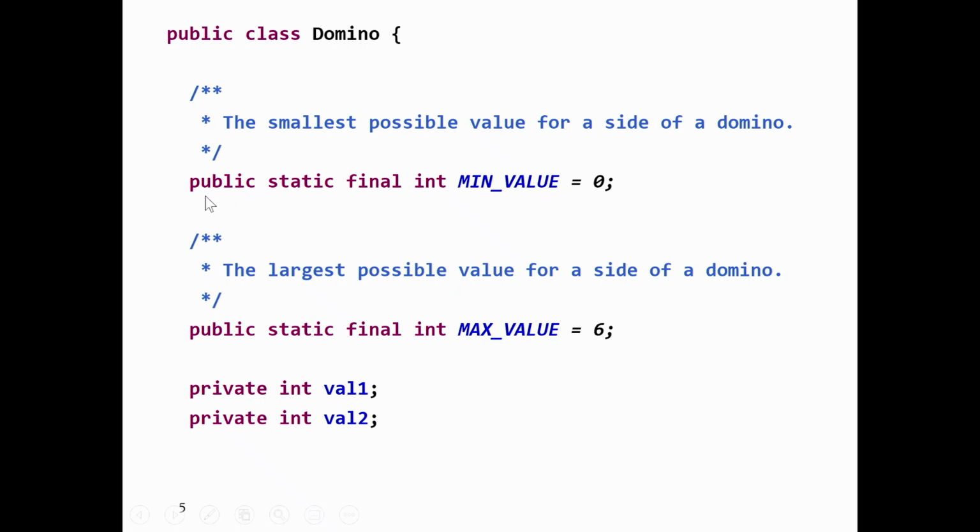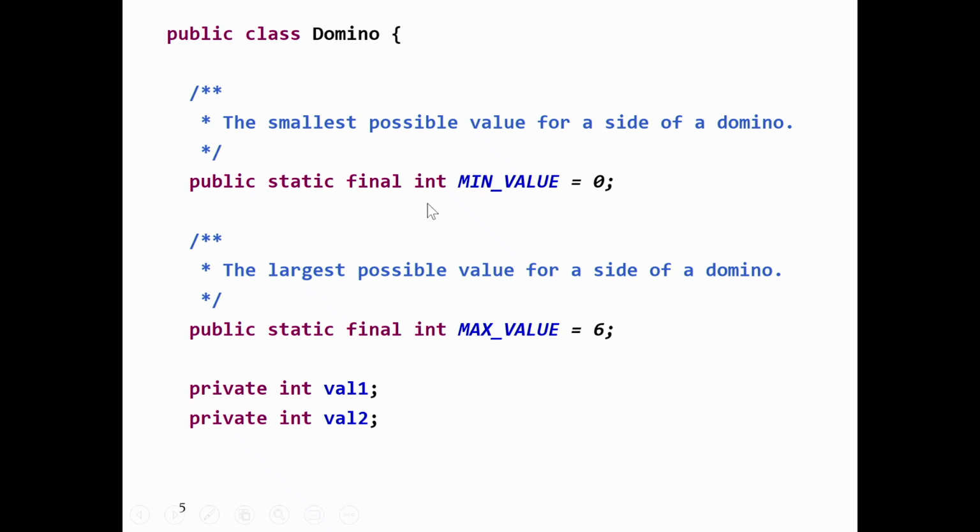They're public because anybody using this class might want to know the smallest domino value and the largest domino value. They're static, which means there's only one copy of this field. Why is there only one copy? Because the value is the same for every domino. So it doesn't make sense to store these two values for every domino object. I only have to do it once.